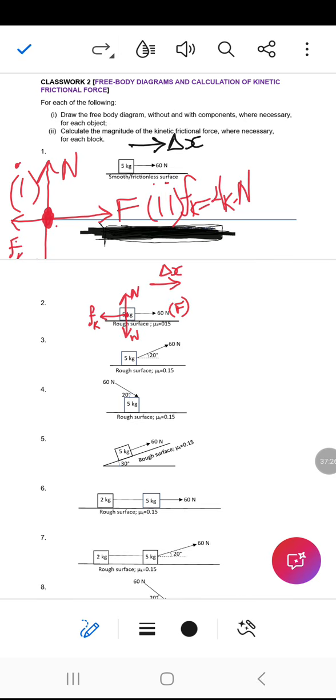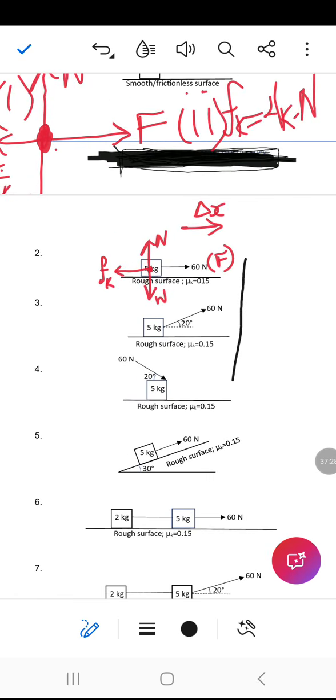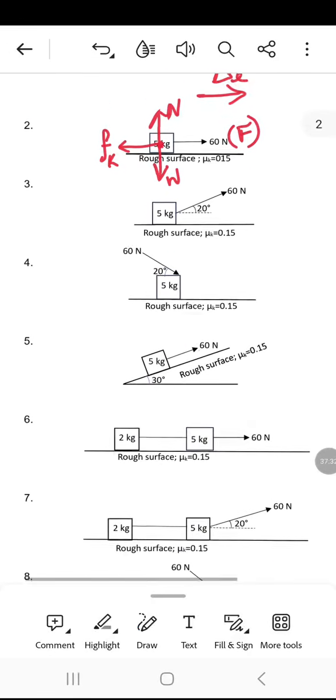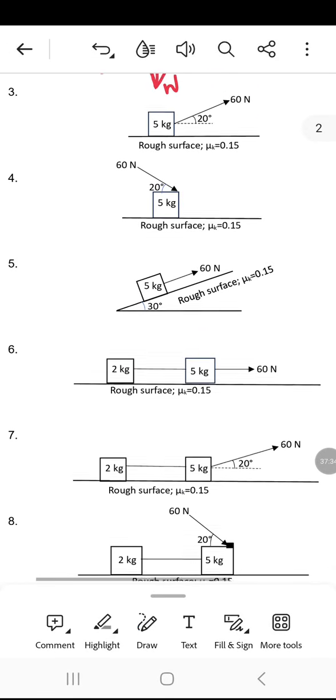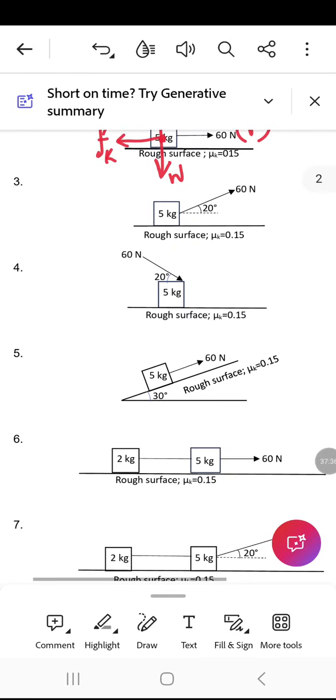Let's go to diagram number 3. Check your diagram number 3. As you can see, there's a 5 kg block and there's a force applied. We still have the same force applied, but it's acting at an angle of 20 degrees. So you must know how to draw a free body diagram for this scenario.